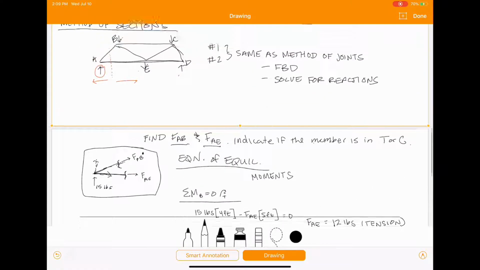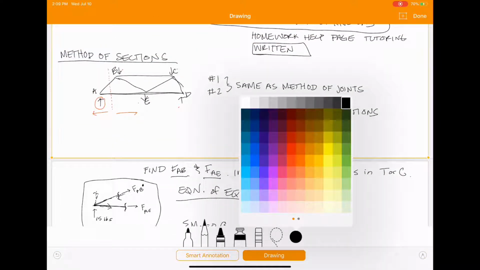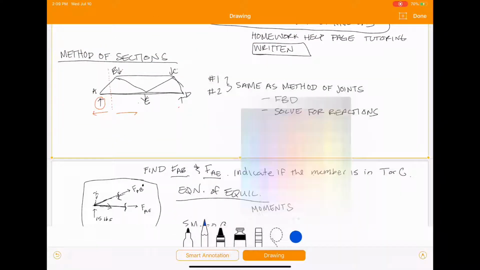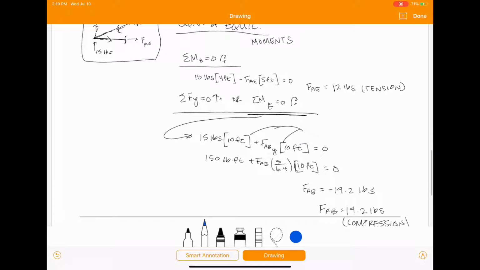Now, if this problem was asking for, let's say, FEC, FED, FBC, you can cut it right here, and you would be able to find those forces. Again, you just want to cut it through whichever members you're looking for the forces of. And then just treat it like a rigid body and solve for equilibrium.